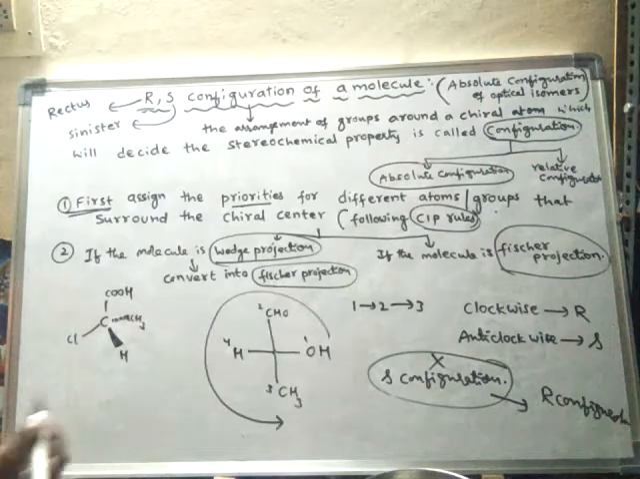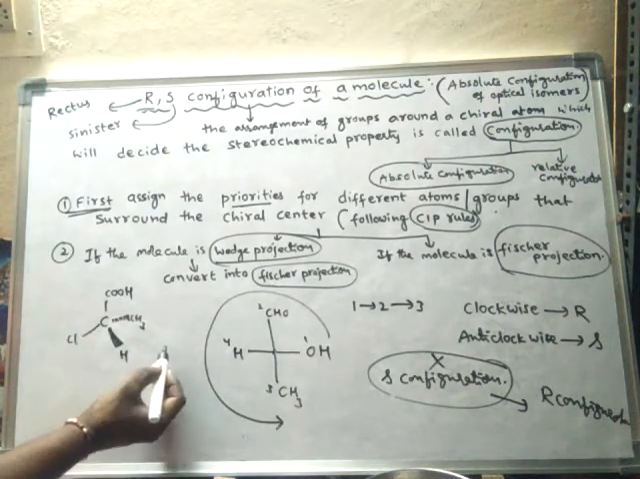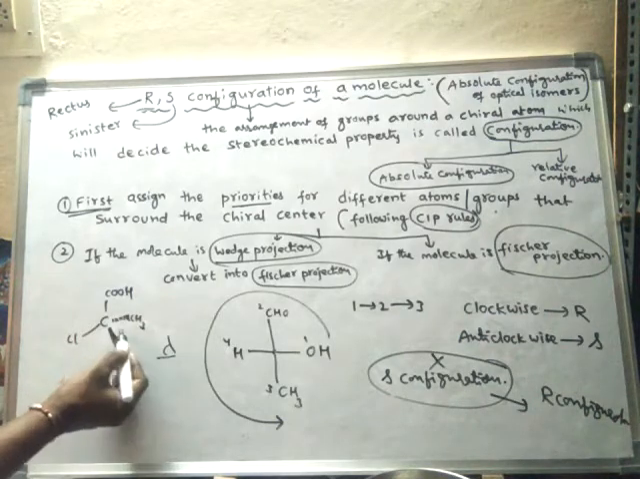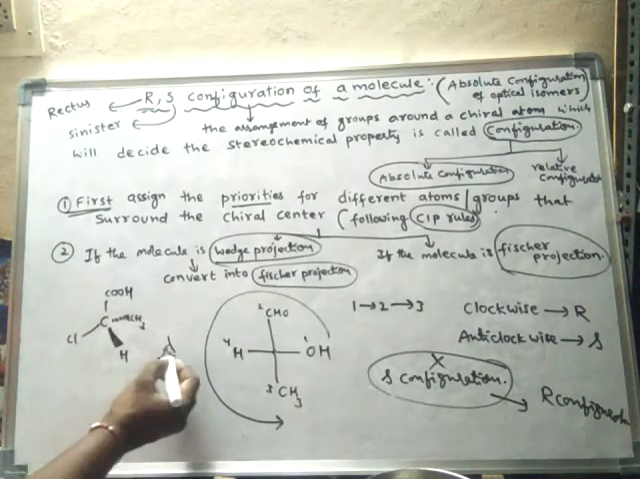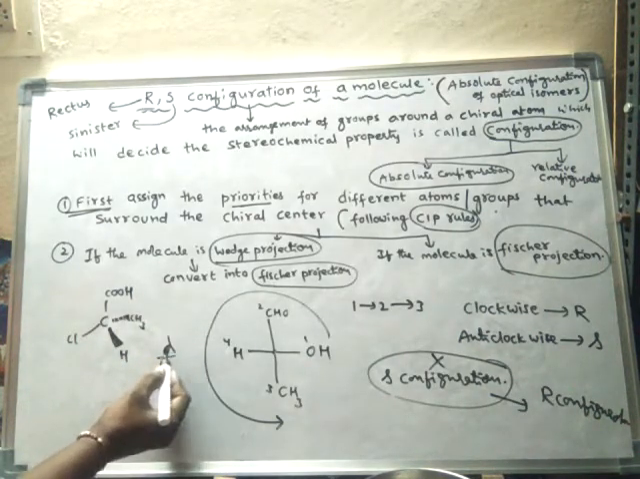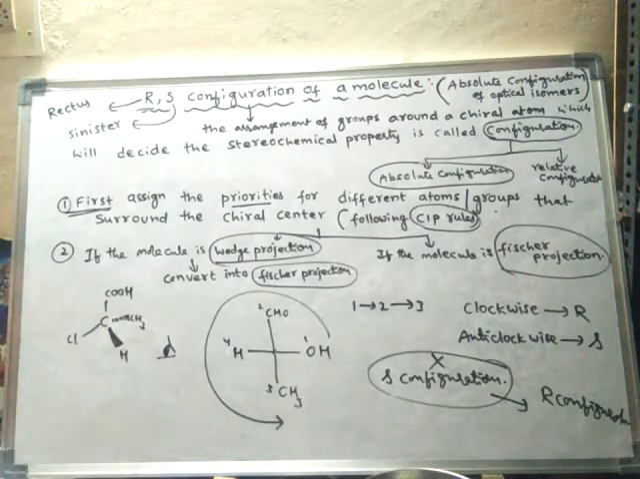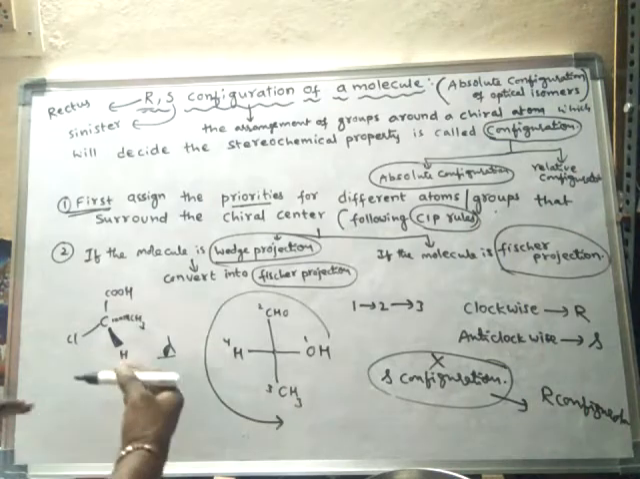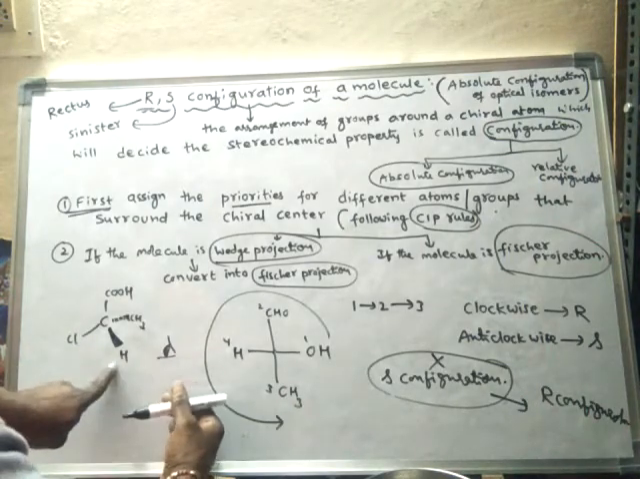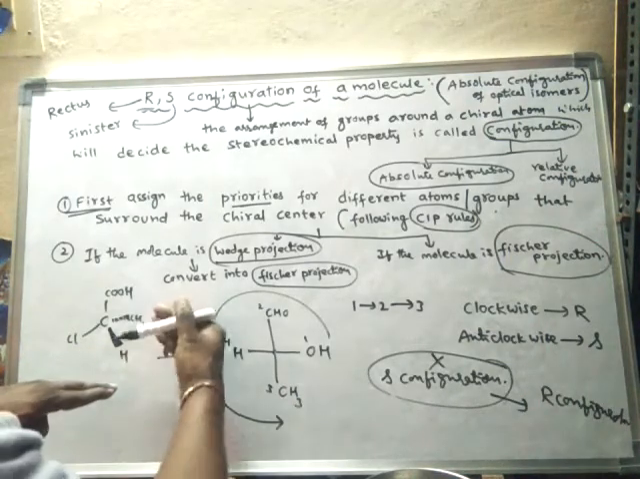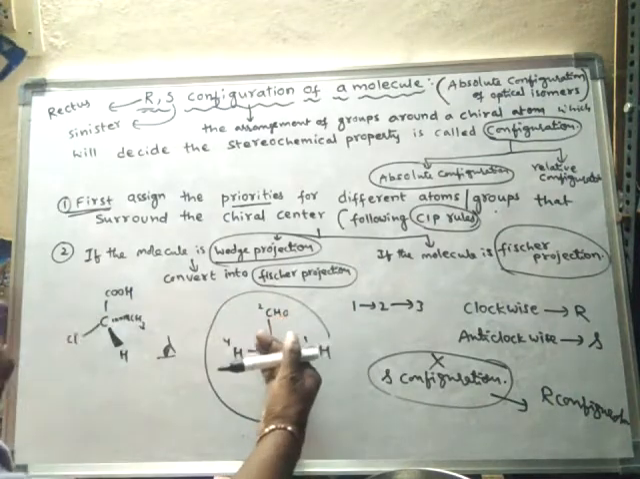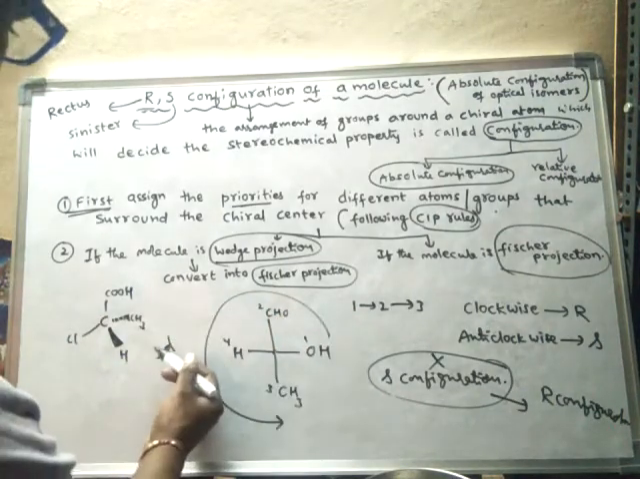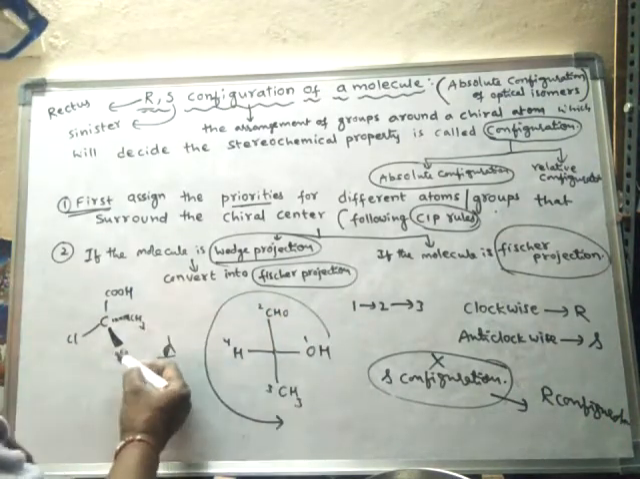Then here these two are wedges. We have to view the molecule through the wedges. Okay, through the wedges only we have to look into the molecule. So this is our eye. So we have to view the molecule through the wedges. As we are viewing in this direction, this one will be towards the right side and this one will be towards the left side. So this will be the right side and this will be the left side.